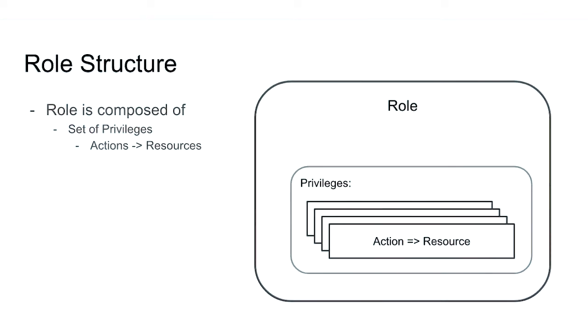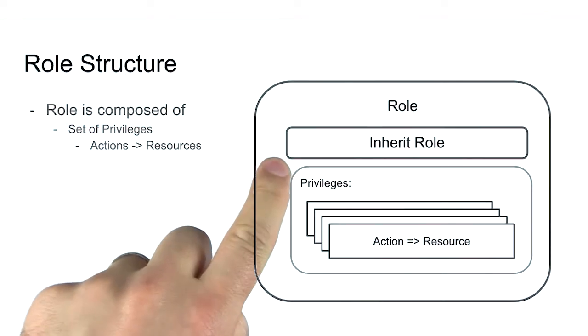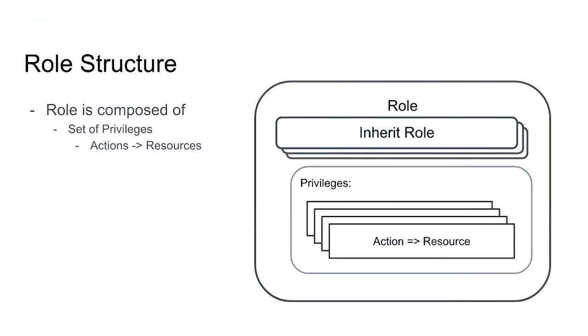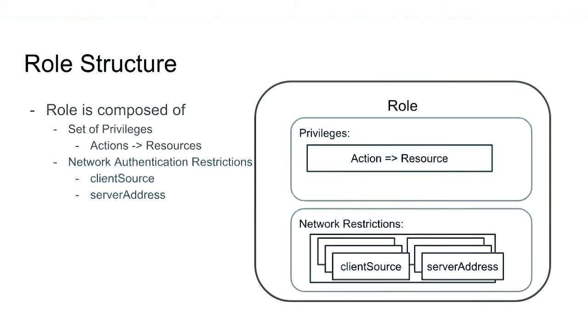But apart from having a list of privileges, a role can also inherit from other roles, either one or several of them, making this a potentially quite elaborate architecture of permissions and privileges across several different roles. And finally, we can also define network authentication restrictions at the role level. This basically allows us to define that a given role is allowed to connect from a client source or to a server address by specifying the lists of client sources and server addresses in the network restrictions.